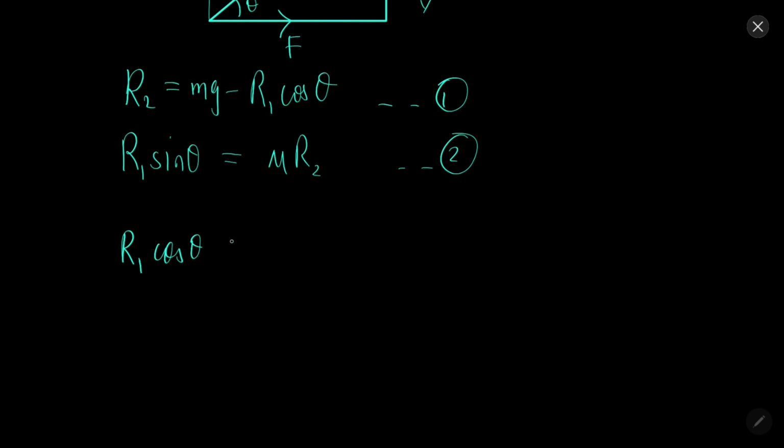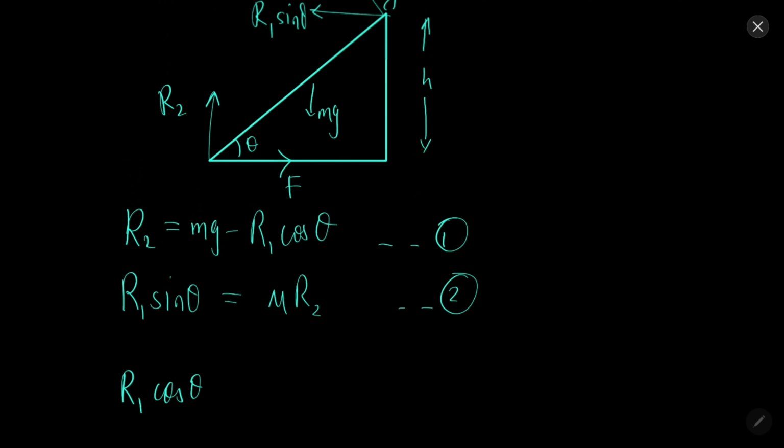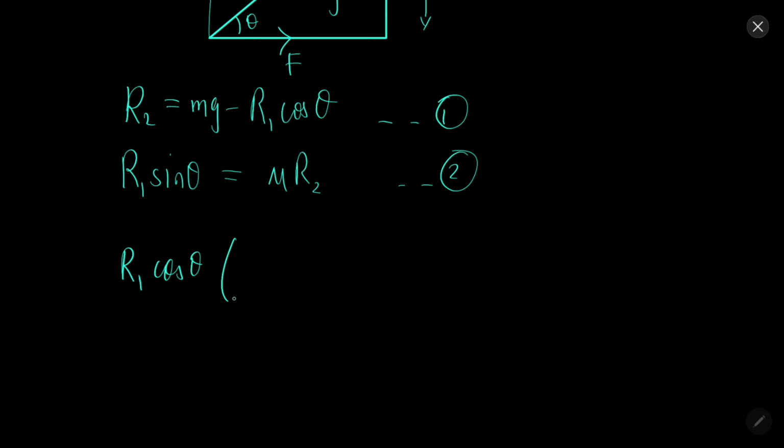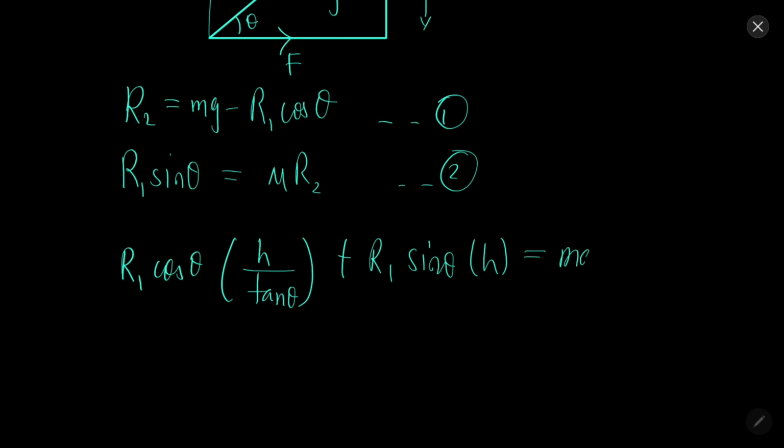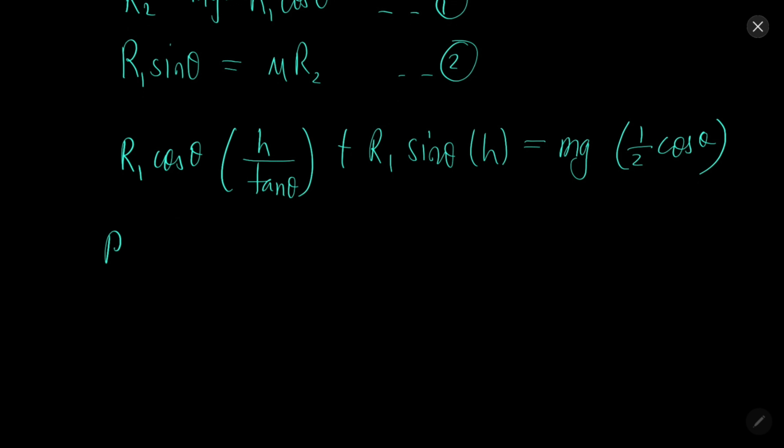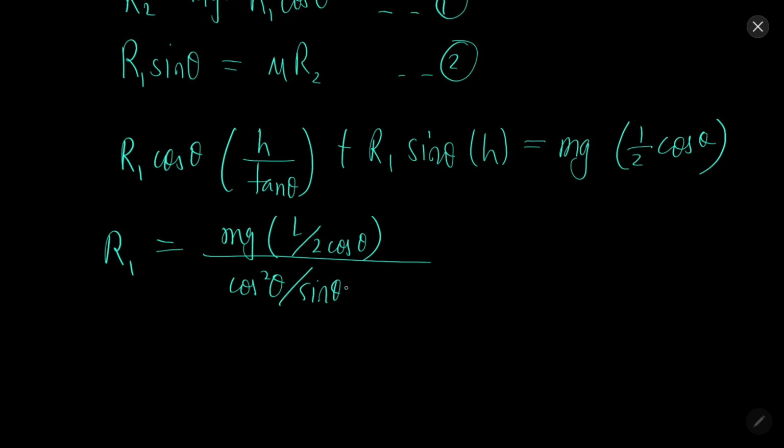R1 cos theta into h tan theta, plus R1 sin theta into h is equal to mg into L by 2 cos theta. So from this R1 will be mg L over 2 cos theta over cos square theta over sin theta into h plus sin theta h.